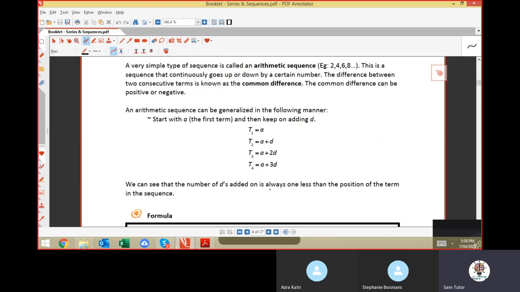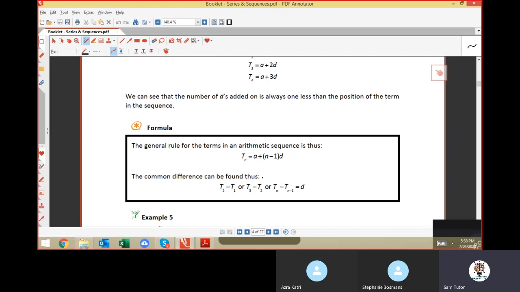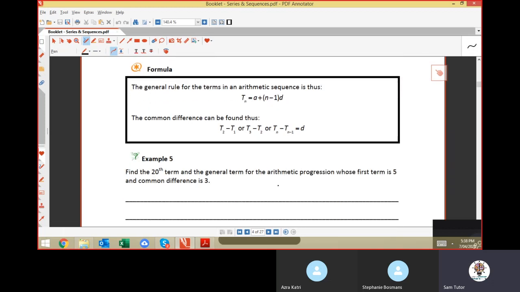So we can see that the number of Ds added on is always one less than the position of a term in the sequence. That's a good way of thinking about it. In other words, the general rule for the term is T of n equals A plus n minus 1 D. The common difference can be found by subtracting your first term from your second term, or your second term from your third term, or any term subtracted by the one just before it. It will always equal D.